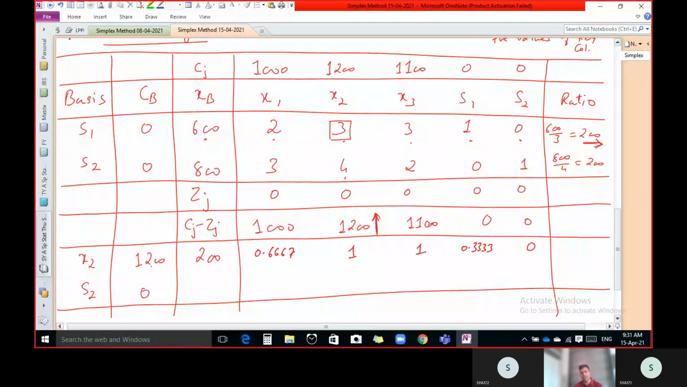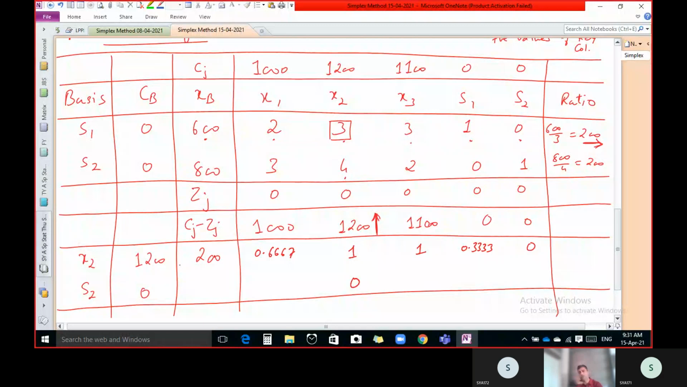Okay. And here, because S1 will leave the basis and X2 will enter, in this column obviously we get 1 here. Always we get 1 at the place of the key element. And in the remaining places of the key column, you write 0. Here you write 0. Here in place of this, you write 0.